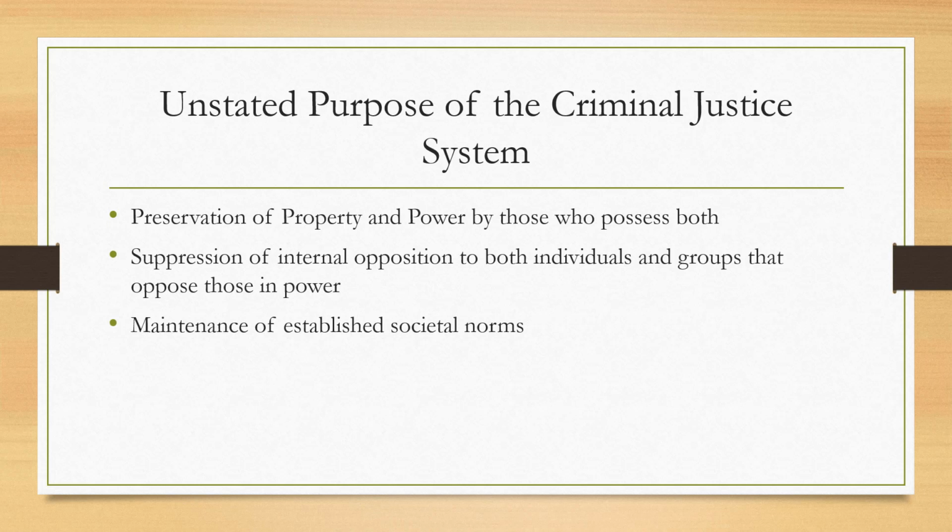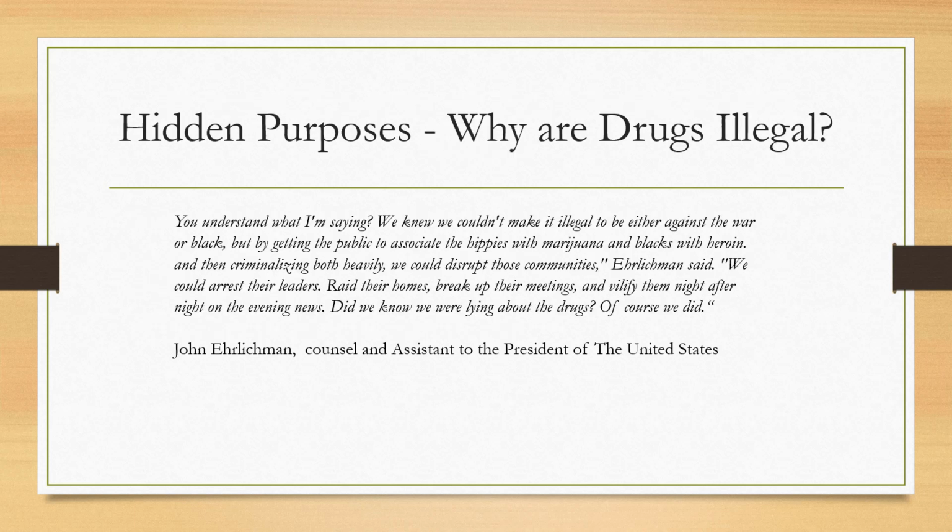There are obviously going to be unstated purposes. Sometimes it can be the suppression of internal opposition. Sometimes it can be the maintenance of an established order. I already said it could be simply economic employment. Here's an example. John Ehrlichman was the counsel and assistant to the President of the United States, Richard Nixon, and in an interview he said, talking about drugs and why they became illegal, "You understand what I'm saying. We knew we couldn't make it illegal to either be against the war or to be black.